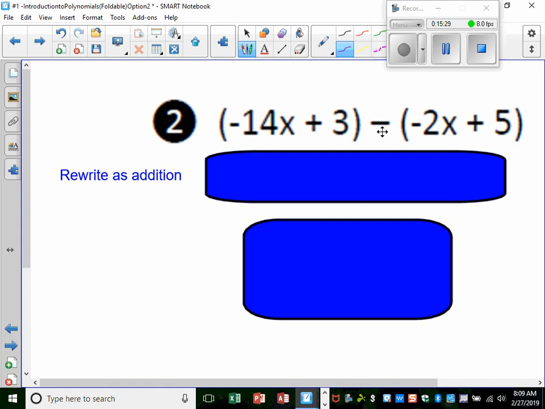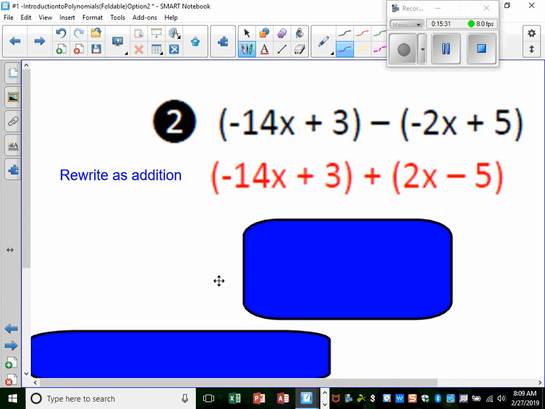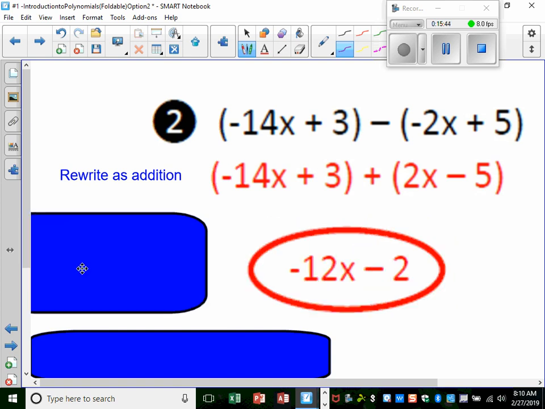All right, here's another one. So if we rewrite this as addition, we'll simply have a positive 2x and a negative 5. And then you do the same process. Combine your x's together, you get negative 12. Combine your constants together, you get negative 2. So just rewrite it as an addition problem by distributing out that negative. A lot of students, if they don't, will get this wrong because they forgot it's subtraction and it changes the sign.